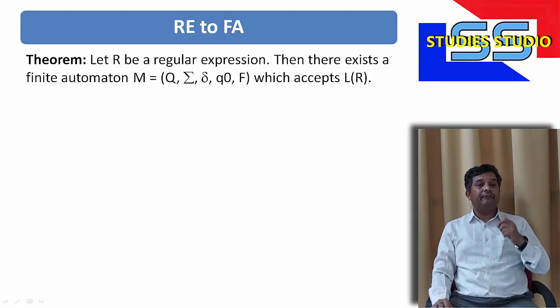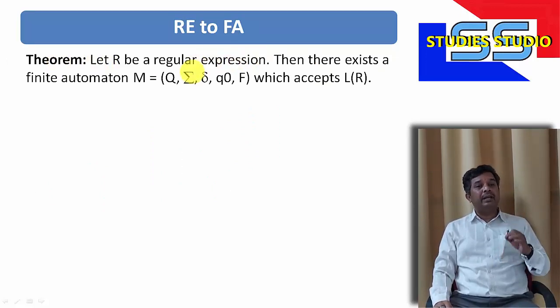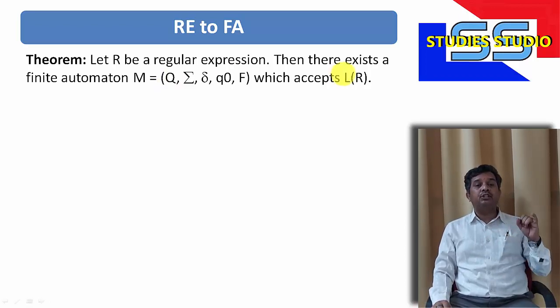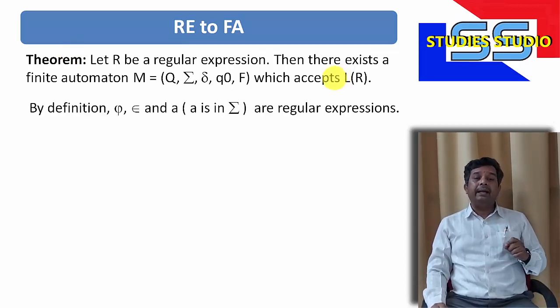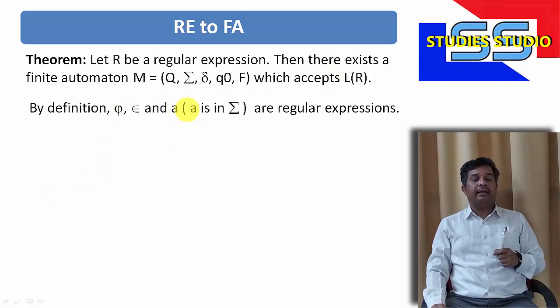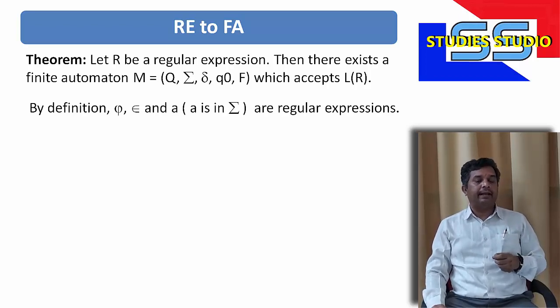Before we start, these are the few things that we must understand. If a regular expression R is given, then we can find its corresponding finite automata. As we know, the finite automata is represented by 5 tuples, that is Q, sigma, delta, Q naught and F, which is supposed to accept the language generated by the regular expression. And by definition, we know that phi, epsilon and the input symbols are part of regular expression. So let us see how these symbols are represented with the help of finite automata.